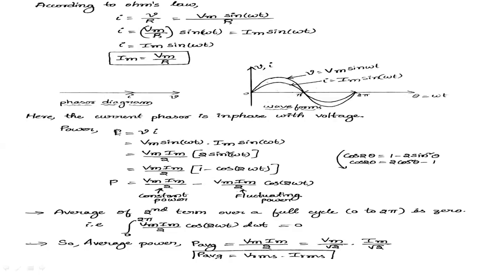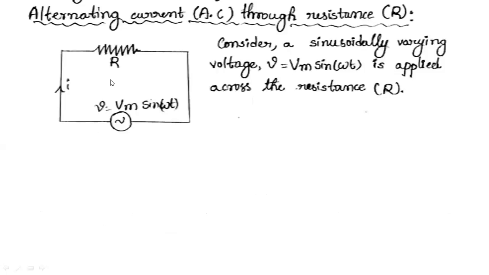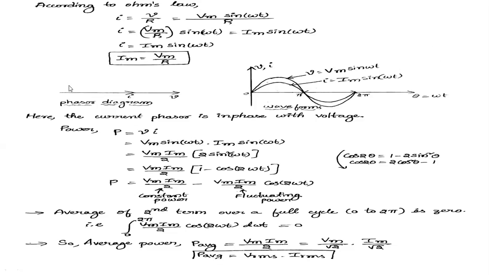Okay, I know the voltage. I'm getting the current. Now I want to find out the power. Power equals voltage multiplied with current. Here the voltage V equals, what do you know?